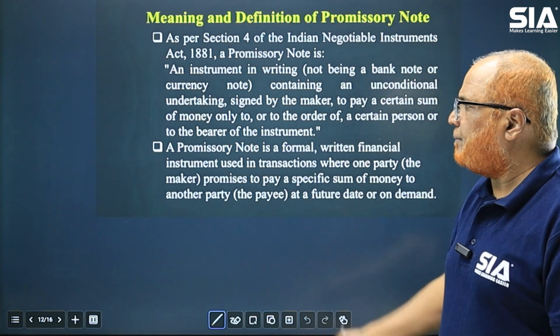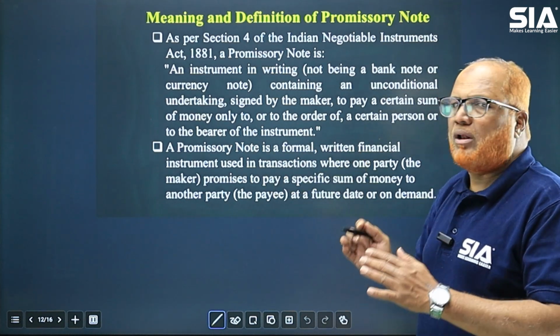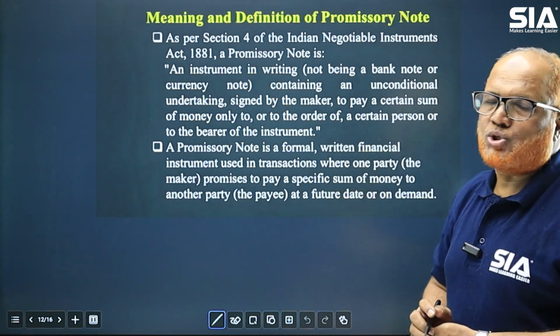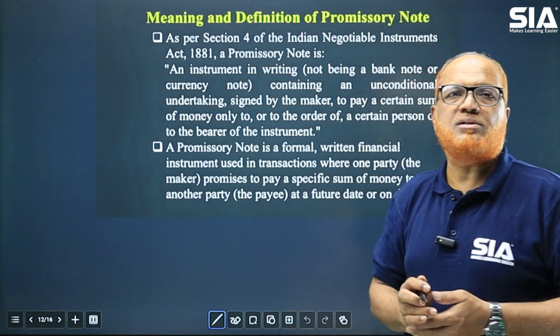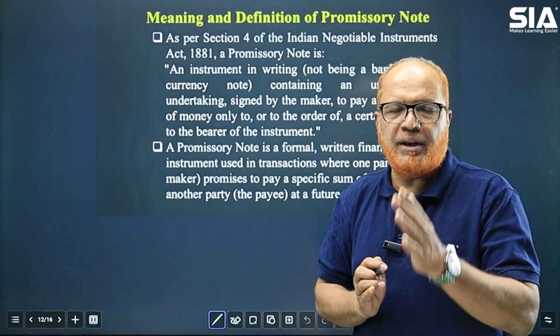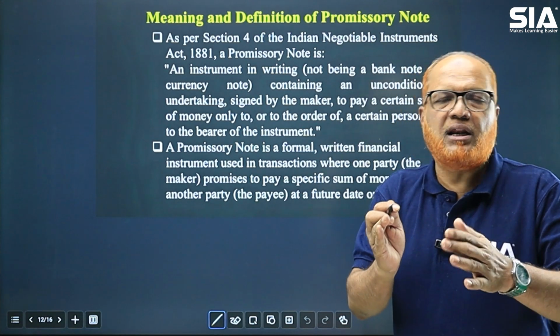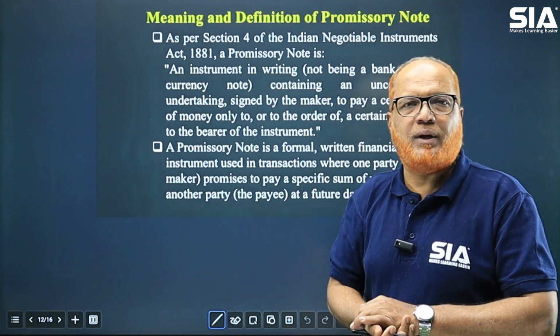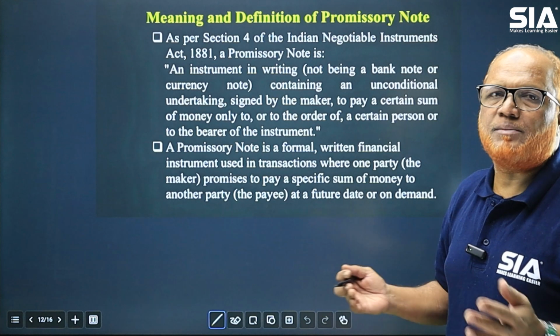But regarding the meaning, we can say promissory note is a formal written financial instrument. It's very formal because it is enforceable by law. That means if there is any breach on this promissory note, the aggrieved party can go to the court of law to get justice. It is accepted by law.